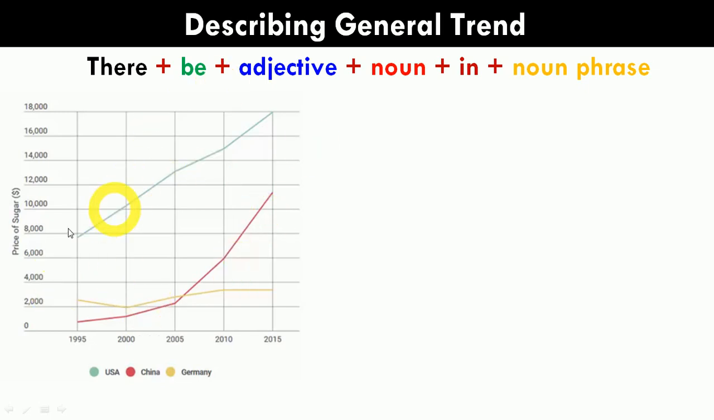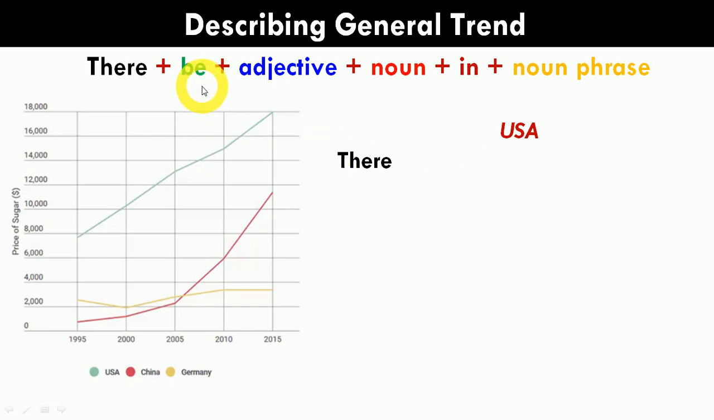So here in this graph, what is changing? Price. So the noun phrase will be price of sugar. Now, how to use this sentence formation, this structure? Let's look at this graph. Let's say I want to describe the behavior of this line for USA. For USA, I'm going to start with this word. First I'll have to put there. Then be. We have seen that it is data of previous years, so obviously we have to use past tense.